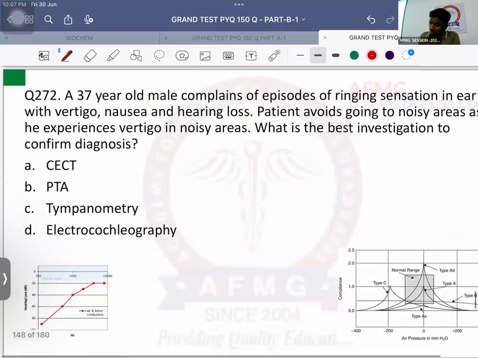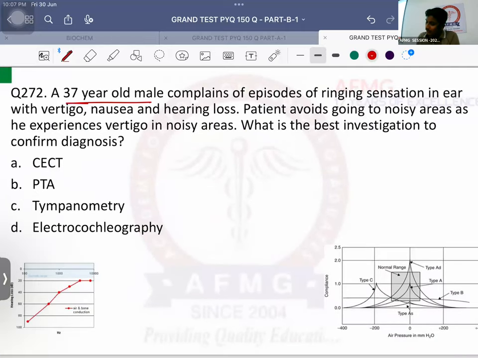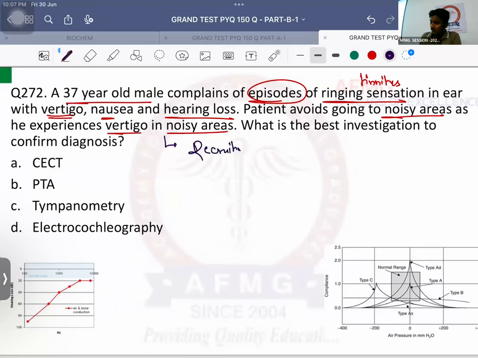272. A 37-year-old male, okay, middle-aged male, complains of episodes of ringing sensation in ear with vertigo. Ringing sensation is called as tinnitus. So episodic tinnitus, episodic vertigo with nausea and hearing loss. Patient avoids to go to noisy areas as he experiences vertigo in noisy areas. Kya bol disko? Recruitment phenomena. Okay, experiences vertigo in noisy areas. That is known as recruitment phenomena. What is the best investigation to confirm diagnosis? What is your provisional diagnosis?